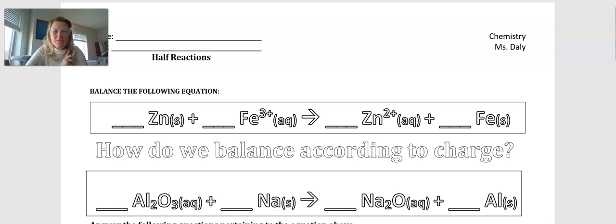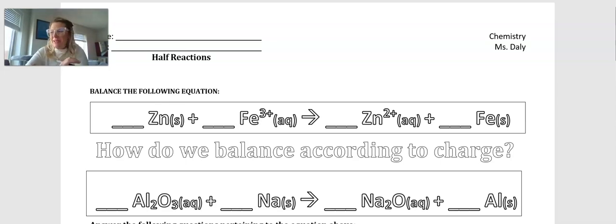Hey there, chemists. Welcome to our next lesson in the electrochemistry or redox chemistry unit. Today we're going to be focusing on what is called a half reaction. And so let's go ahead and just dig right in. So we're provided an equation here, and I want you guys to balance this equation. Feel free to pause the video and attempt to balance this equation.